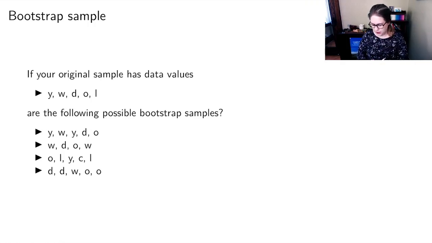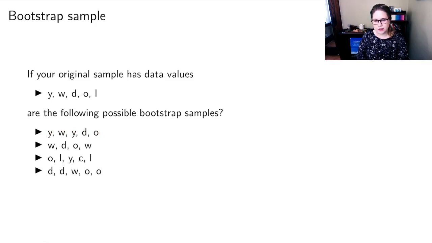First, I would look, how many data points were in my original sample? 1, 2, 3, 4, 5. So certainly a Bootstrap sample needs to have 5 observations. So this first one, 1, 2, 3, 4, 5. Okay, so it's the right size.